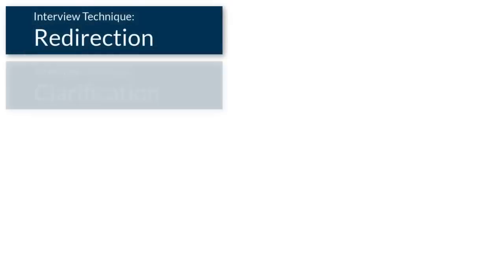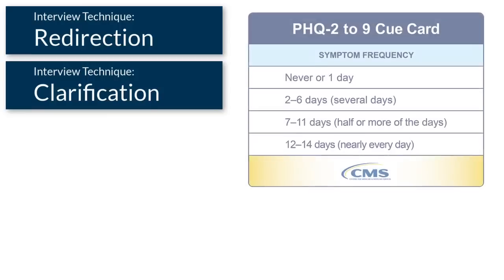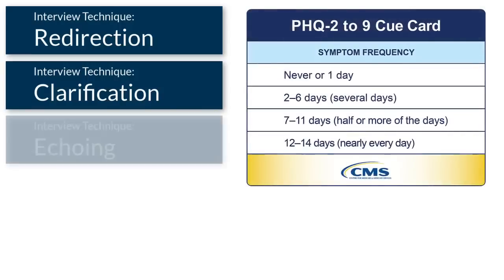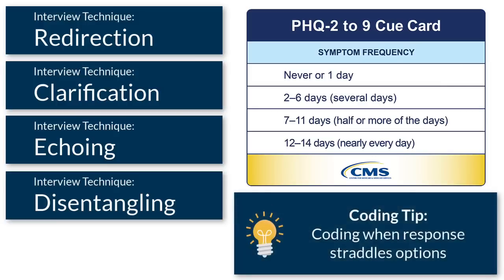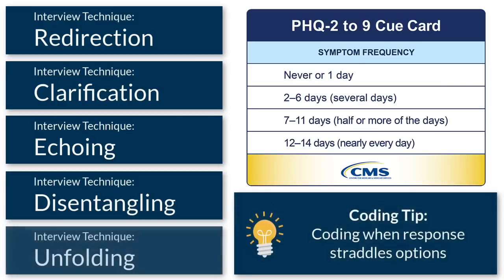In the vignettes provided, the nurse used various strategies to ensure accurate coding. The following strategies and techniques were demonstrated: redirection, clarification, use of symptom frequency response cue cards, echoing, disentangling, coding selection when responses straddle coding options, and unfolding.